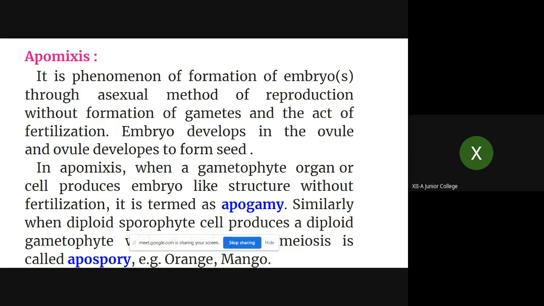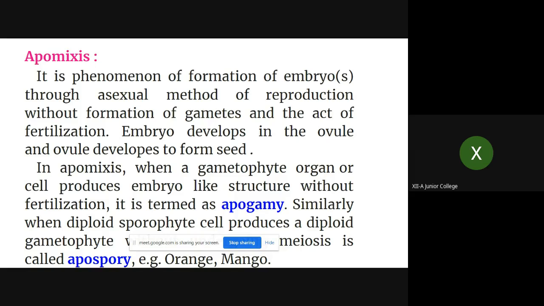Related to gametophyte, so gametophytic tissue. And spory is what? Related to sporophytic tissue. And everyone knows that gametes are haploid in nature. Sporophytic tissue is diploid in nature. So when a gametophytic organ or cell, that means either male or female, whatever you consider, egg cell, right? Then it produces an embryo-like structure, but without fertilization. That is called apogamy.